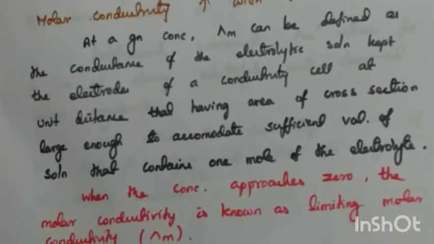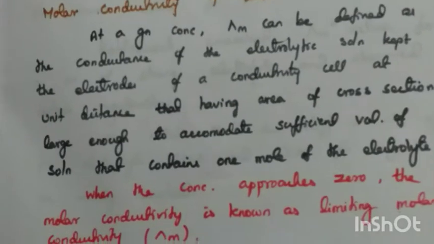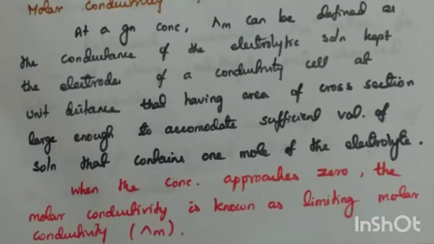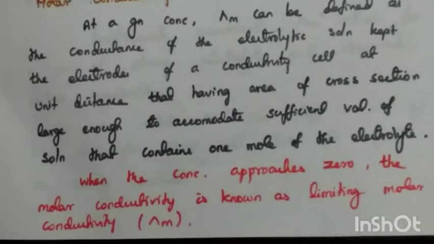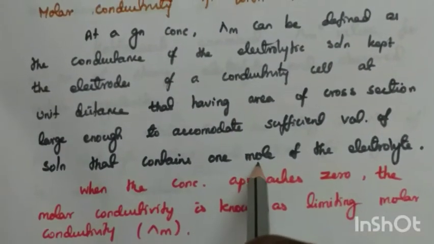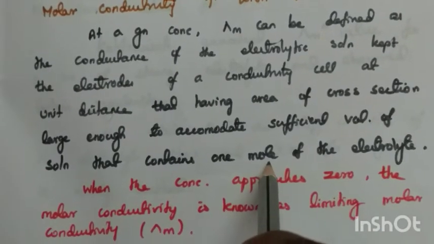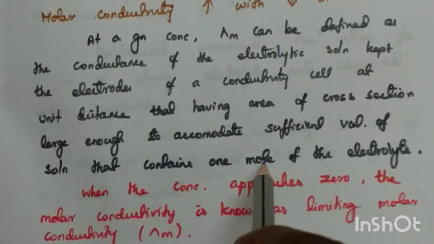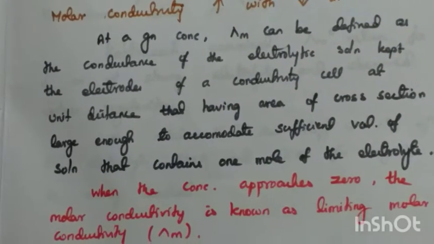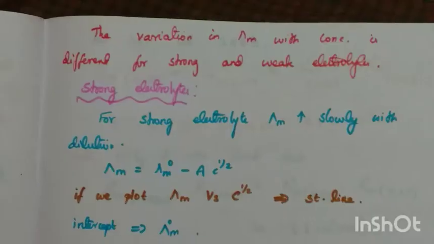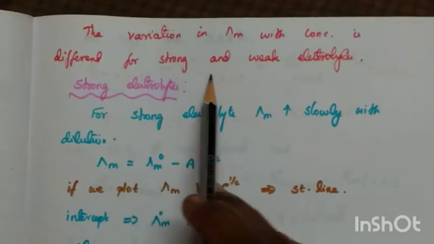Then, when the concentration approaches 0, the molar conductivity is known as the limiting molar conductivity. We take only 1 mole, and as it tends to dissociate completely, this is called the limiting molar conductivity. The variation in lambda M with concentration is different for strong and weak electrolytes.